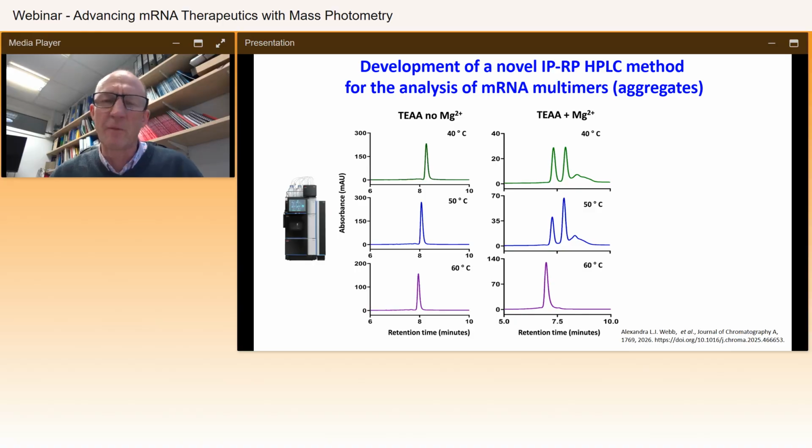So what we did to overcome that was we included magnesium ions into the mobile phases. The magnesium ions are known to stabilize RNA-RNA interactions. And when we analyzed the same mRNA molecule under these new mobile phase conditions, you can see at the lower temperatures, at 40 and 50 degrees C, we now see the presence of multiple peaks. It was proposed that these new multiple peaks are potential higher order structures, such as the dimers and the trimers and the different multimer forms. And then as we move to higher temperatures, we denature these and revert back to the mRNA monomer that's present.